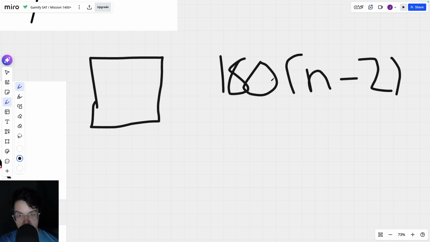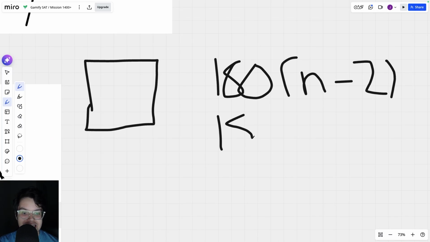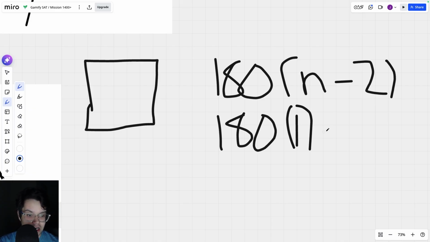And so you can use this formula on literally any shape imaginable to figure out what the interior angles must equal to. If you want to confirm it on this triangle here, just think about it. The triangle has 1, 2, 3 sides. 180 times 3 minus 2 would equal 180 times 1. 180 times 1 is equal to, you guessed it, 180. I know this must be completely mind-blowing to all of you.